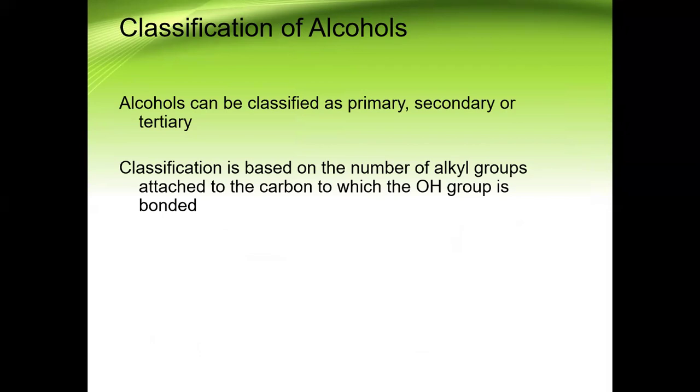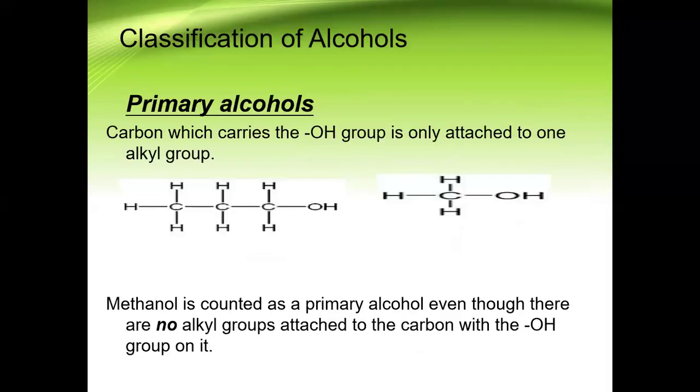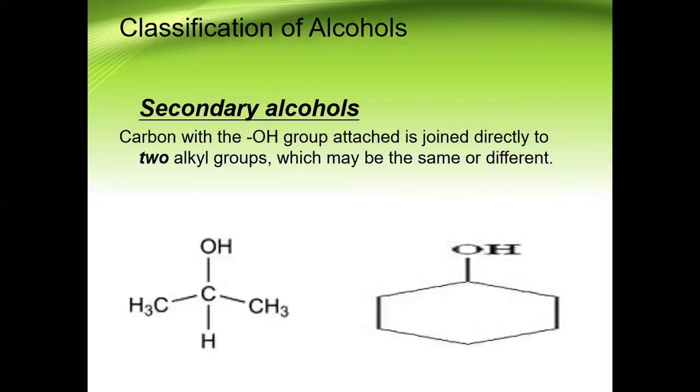Alcohols can be classified as primary, secondary, or tertiary. Classification is based on the number of alkyl groups attached to the carbon to which the OH group is bonded. So we have primary alcohol examples here, where the carbon which carries the OH group is only attached to one alkyl group. Methanol is counted as a primary alcohol because, even though there are no alkyl groups attached to the carbon with the OH group on it, it is on the first carbon.